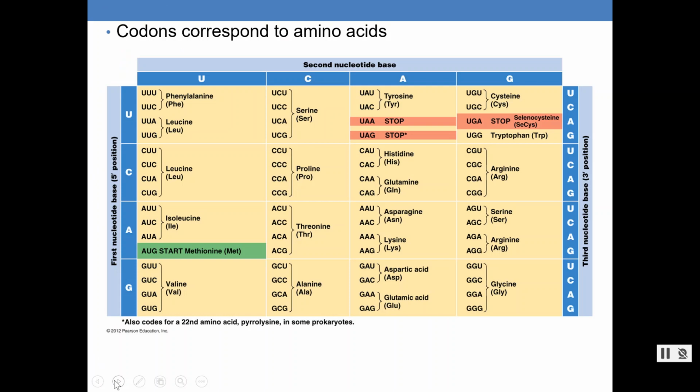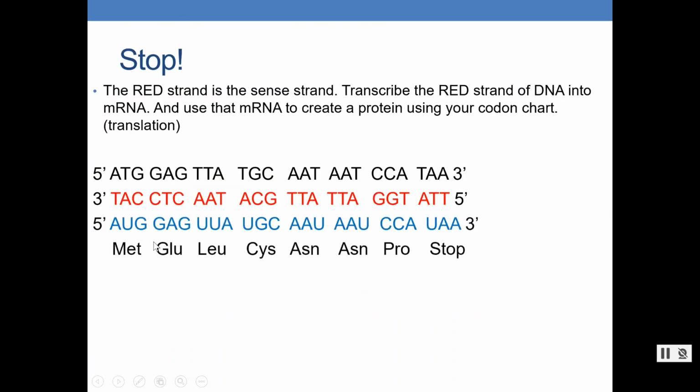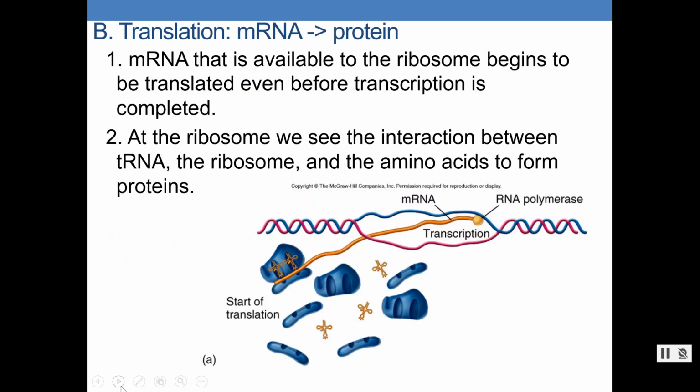All right, how did it work? Did you get it? You should have gotten methionine and then glycine, leucine, cysteine, and so forth and so on. This is something you should be able to do: use a codon chart and do that. So, okay, that's it for transcription. How'd you do? Reading a codon chart, make sure you do the practice, make sure you understand.